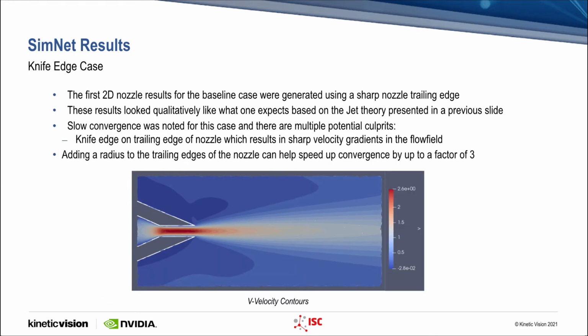To start off, we selected a baseline simple 2D case with no parameterized geometry as our beginning point for this Coanda jet exploration. It looked very qualitatively correct from the standpoint of the jet theory presented in the previous slides. There was slow convergence noted for this case throughout the training, and one of the culprits of this potentially is the fact that there was a sharp geometric discontinuity at each trailing edge of the nozzle. It was thought that potentially adding a radius to the edges of the nozzle could help speed up convergence, and in fact it did, by a factor of approximately 3.